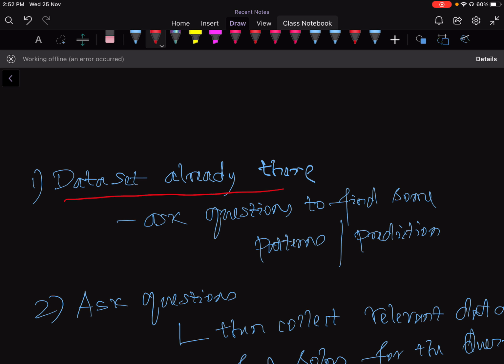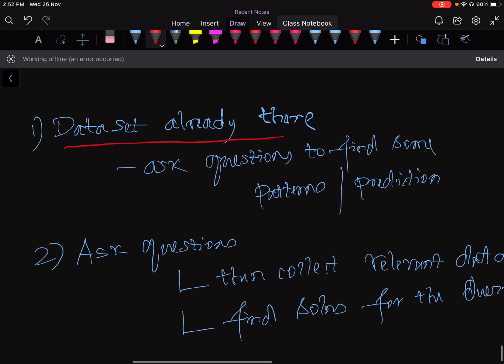So that is one scenario. The other scenario is you start by asking a question, and then you try to get the relevant data accordingly. Okay, so both the things can occur. One is the data set is already there, and you do the analysis.